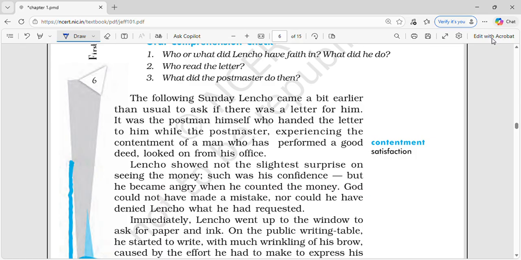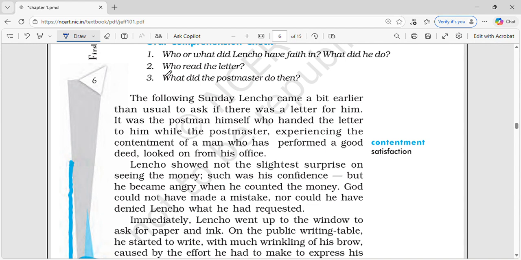Okay, so I'm back. Now let's study this last part. So the following Sunday, Lencho came a bit earlier than usual to ask if the letter was for him, and it was the postman himself who handed the letter to him. And the postmaster was experiencing the contentment, that was basically the satisfaction of a man who has performed a good deed, looked from his office.